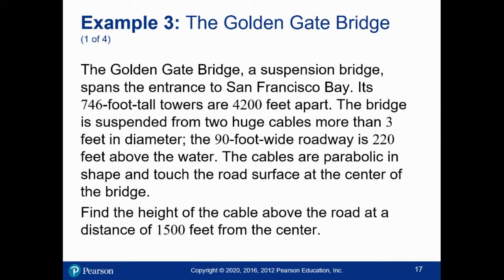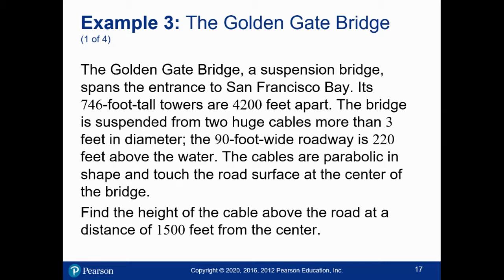Okay, they touch the road surface at the center of the bridge. That's more or less true. So find the height of the cable above the road at a distance of 1,500 feet from the center. This looks totally impossible. We don't even have any functions at play. We're given a whole bunch of numbers. It's rather intimidating, but trust me, we'll be able to work through it, okay?